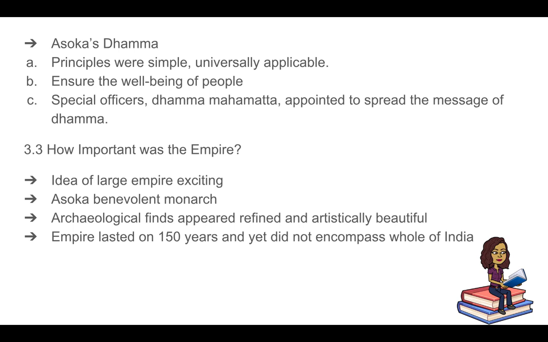The Mauryan empire only lasted 150 years. I mean, 150 years seems like a long time to you and me, but when you look at the entire extent of Indian history, 150 years is a very short time. Also, the empire did not encompass the whole of India. It was only during Ashoka's reign that large parts of the subcontinent were brought under his rule. But then again, the extreme northeast and extreme south were never really under the direct control of Ashoka.